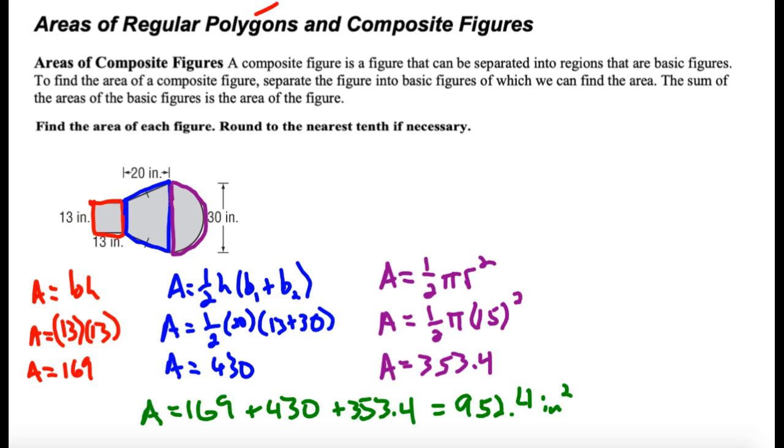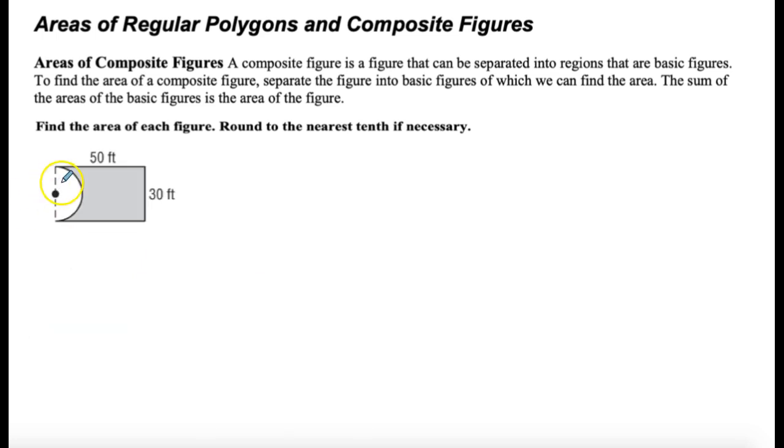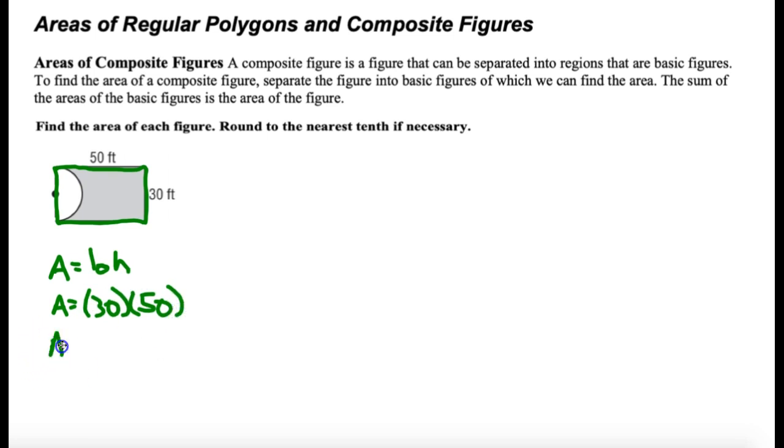All right. Now, let's take a look at a couple where we are missing a piece. Here, if I want the area of just this shaded region, the easiest way to do this is going to be to find the area of this entire rectangle and then subtract this half circle. So what we're going to do first is find the area of the whole rectangle. The area there is just base times height. So that'll be 30 times 50, which will be 1500.